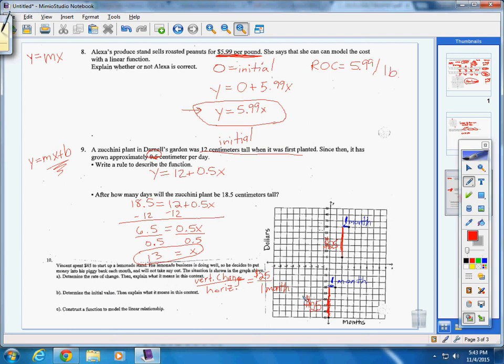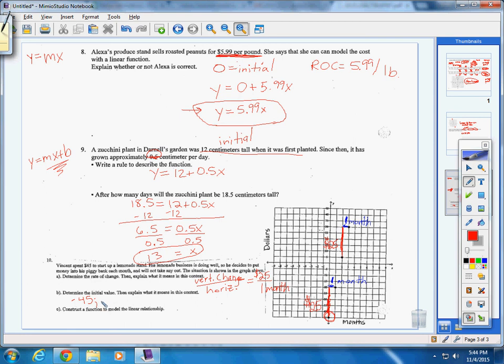B says determine the initial value and explain what it means. The initial value is all the way down here, folks. All the way down here. He borrowed $45, so he's actually in debt $45. The initial value is negative 45. And I just told you what that means.